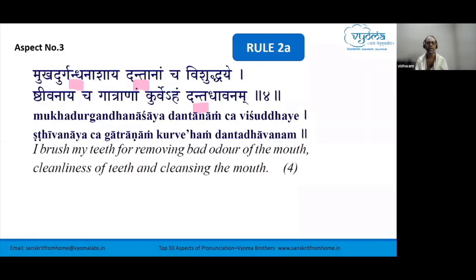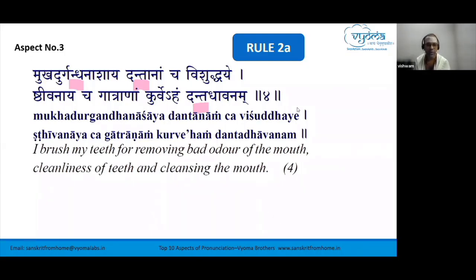Okay. Thanks, Dyuti. Then we went to the next set, rule 2a. In this rule, what we saw, who can chant this shloka quickly? Correctly? Okay, Sriram Karthik, quickly. Mukhadurgandhanashaya dantanam cha vishuddhaye, shthivanaya cha gatranam kurveham dantadhavanam.